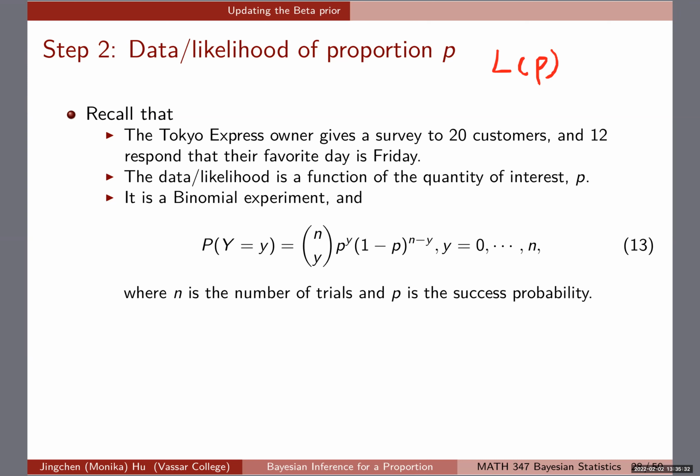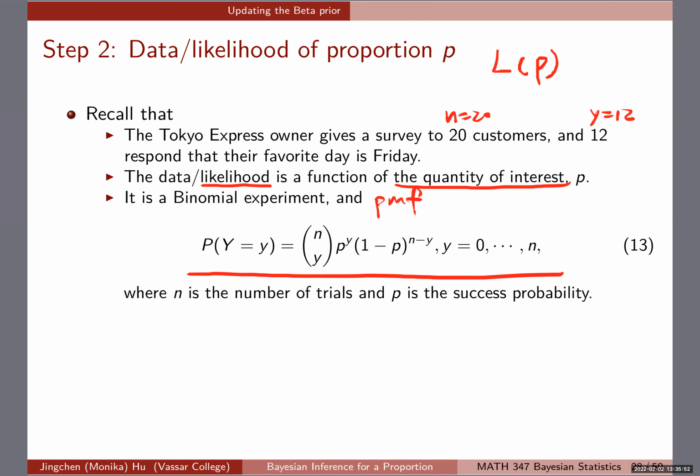Okay, so recall that we had a survey sent out to n equals 20 customers, and we got 12 responses or 12 guesses. And we know that, once again, likelihood is a function of the quantity of interest. So recall this is the binomial PMF.